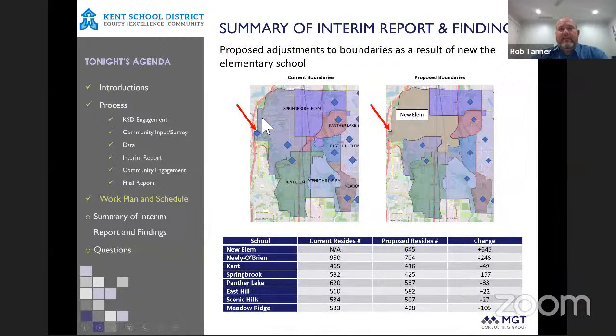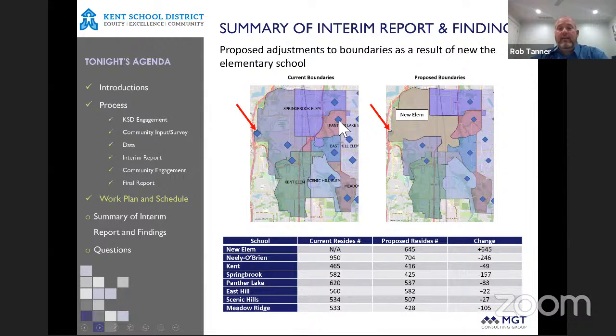I do want to mention that this top portion of what is now the Neely O'Brien boundary has very few, if any, students. It's a highly commercial industrial area and does not have a whole lot of students. So to get students into that boundary, we had to go east. As you can see, we have gotten rid of this Panther Lake, what I call an island boundary, that is in the new elementary. This piece here that was in Springbrook, and a small piece that was in East Hill, are all now inside that new elementary school. Of course, by making the adjustments to Springbrook and Panther Lake, that also helps their overcrowded issue.